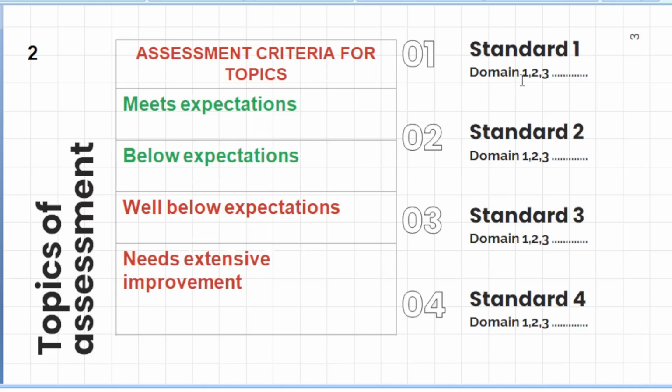Now your test score will be assessed based on standards as well as based on topics. For example, if you have three domains or three topics, your test will be assessed equivalently or uniformly on these three topics. That means you have to achieve a desired score according to the Ministry of Education.